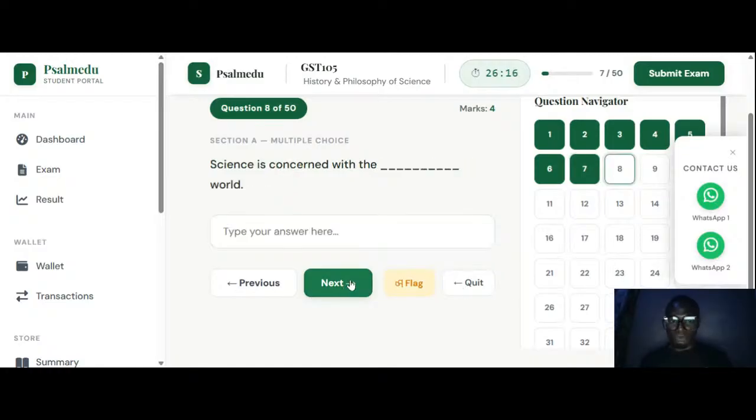So let's move on. Science is concerned with the dash word. Science is concerned with the dash word. What is most suitable to fill in that gap? These questions are new questions. They are not the popular ones in the question bank. What's the correct answer?